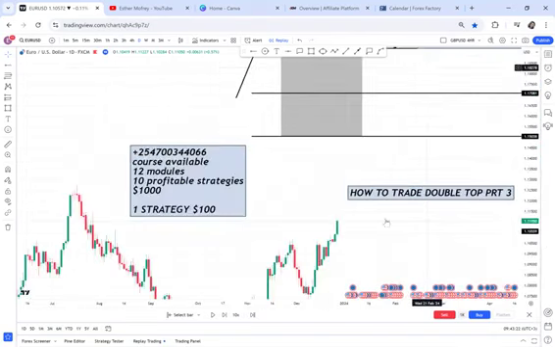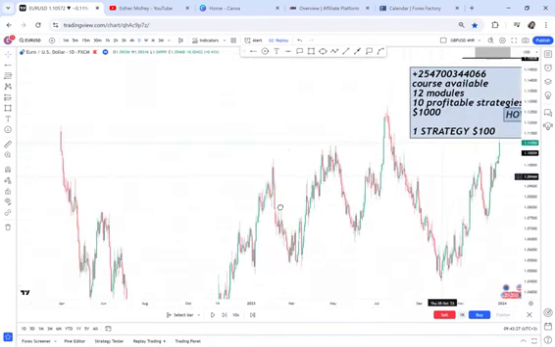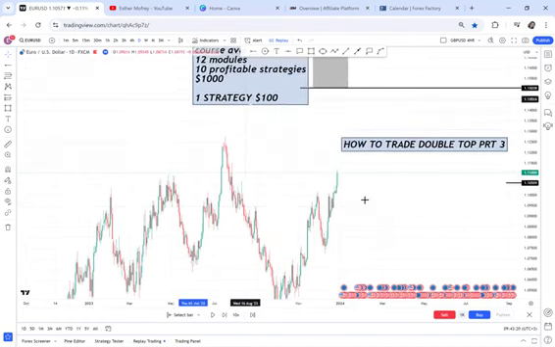In this case, we have our double top. And remember, we said double tops on an uptrend are hard to trade. Double tops on a downtrend are hard to trade.